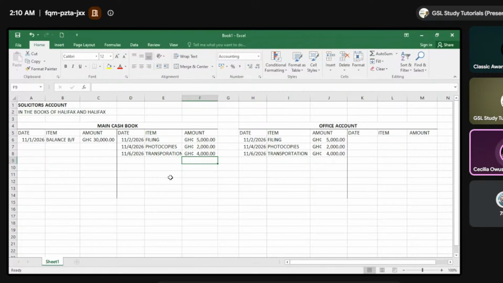So let's make progress. My lady, help us to the next transaction. The next is November 13th. Madam Fati remitted 20,000 Ghana cedis to the law firm to meet related expenses.